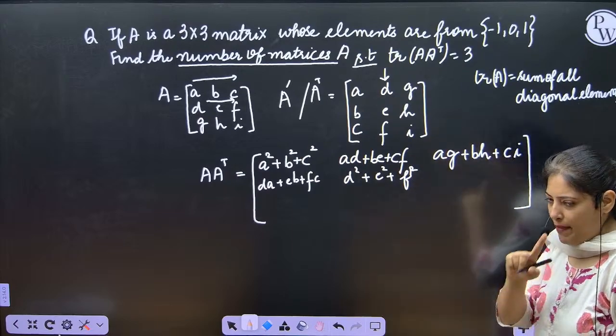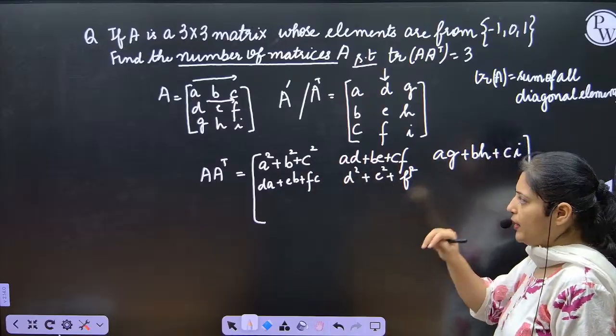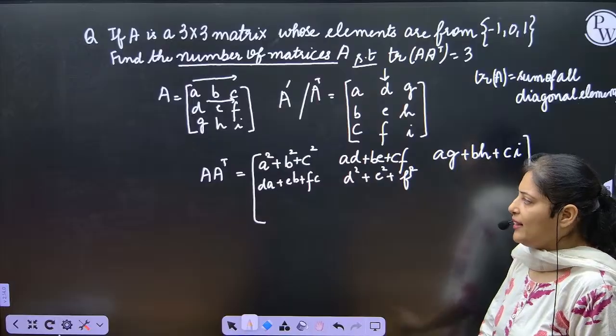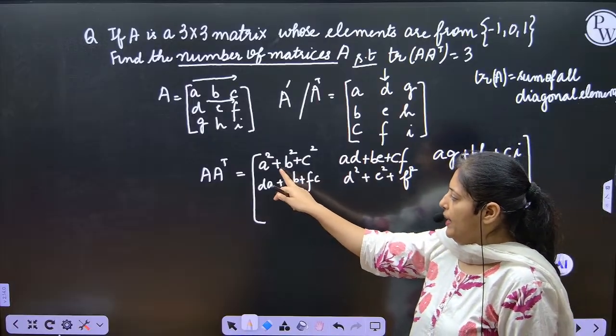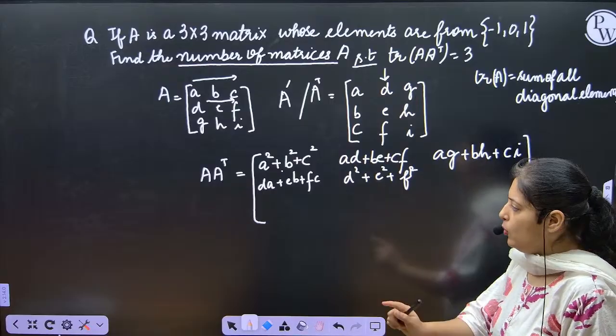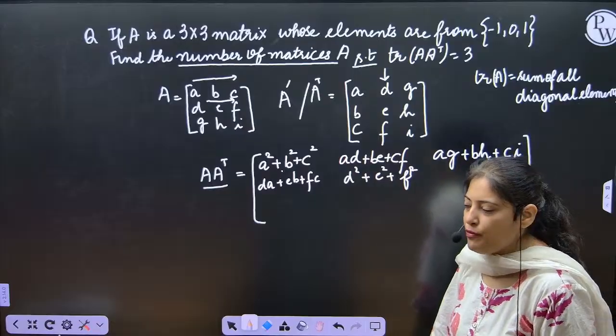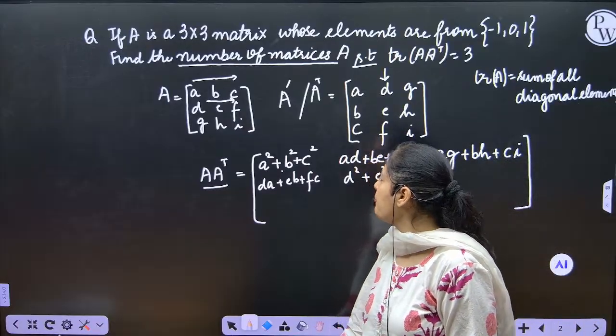So what magic is happening here, I'll tell you. See, the diagonal elements will come out to be the squares of the a_ij's every time, only in the case of A A transpose.